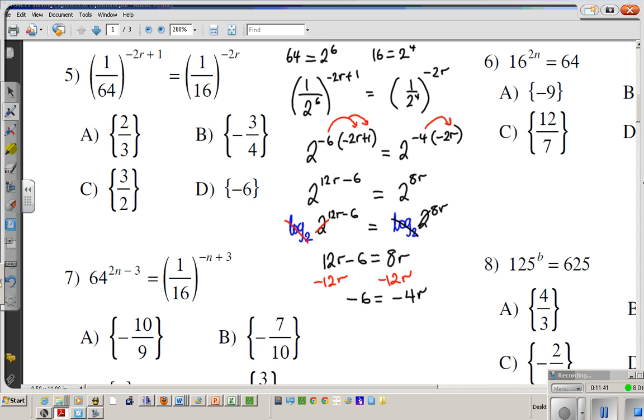To finish this off, we just simply divide both sides by negative 4. Divide this by negative 4, and divide that by negative 4. So this one cancels out, and we have r equals 3 over 2, because 2 goes into these two. You divide this by 2, divide that by 2, and then you get 3 over 2. Okay? There goes your answer. The answer for number 5 is C. Okay? Alright, so hopefully this example has helped you out. I'm going to have you all work on the remaining problems. Alright?